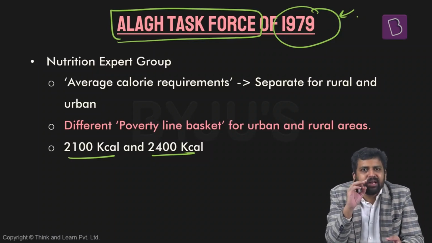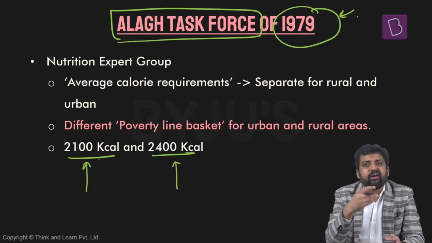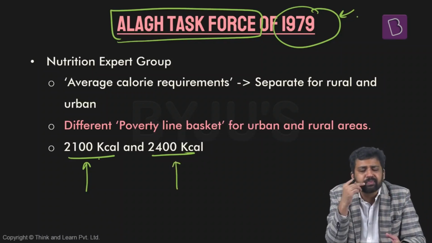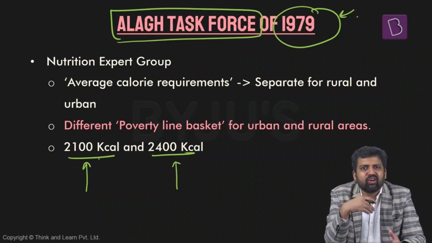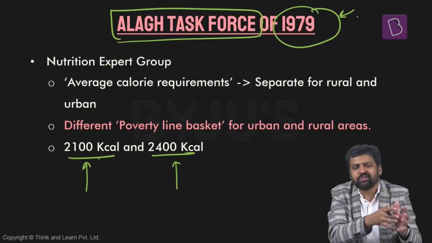What they're saying is, in urban areas, people require 2100 kilocalories per day, and in rural areas, people require 2400 kilocalories per day. People require energy to carry out their day-to-day activities. So in rural areas, the calorie requirements are more as compared to urban areas. Now, why is there a difference here? In rural areas, what kind of occupation are people engaged in? Most likely agricultural activities. Again, at that point of time, you did not have mechanization in agriculture. You might have some, but it was not that rapid.